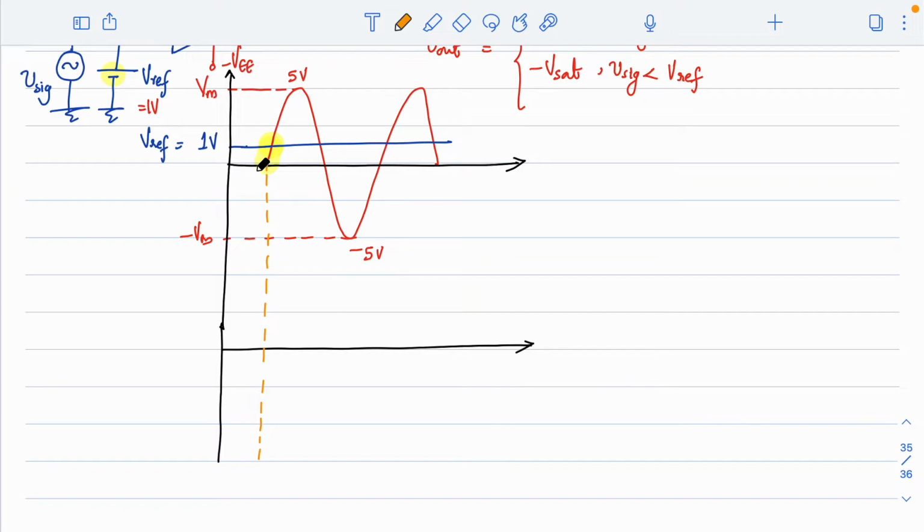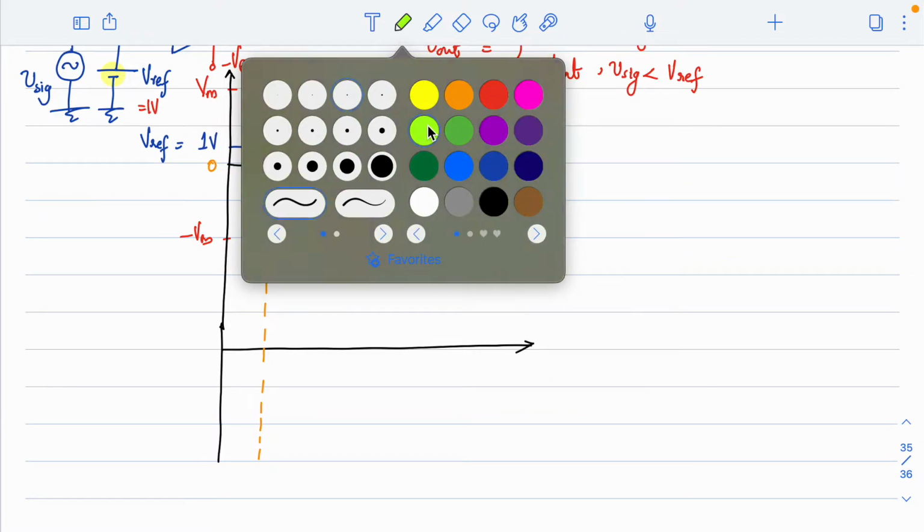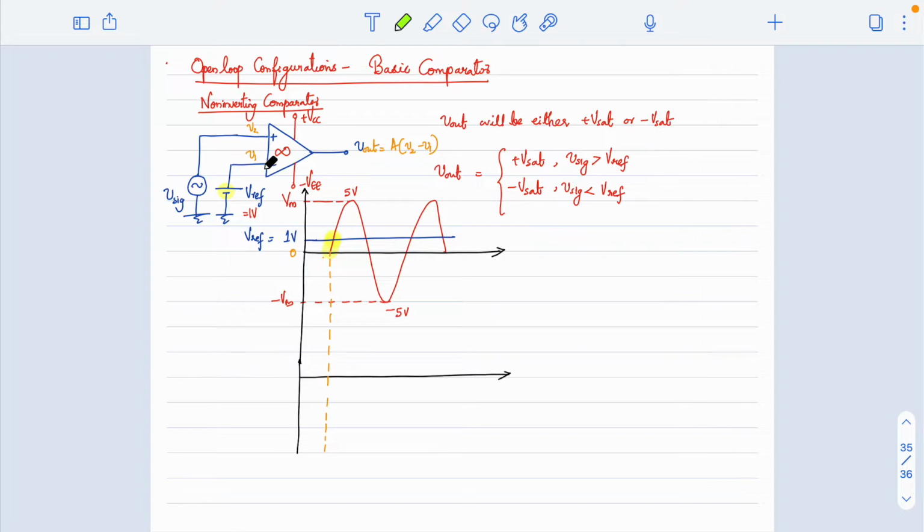This can be considered as 0. This is 0 volt. Now from 0, look at the input voltage. Input voltage is actually increasing, but from 0 till this point, reference is high. When you say reference is high, which terminal is having higher voltage? Reference is connected to minus. Minus is having a higher voltage, so the difference voltage will be negative. If it is negative, output will actually go to minus Vsat.